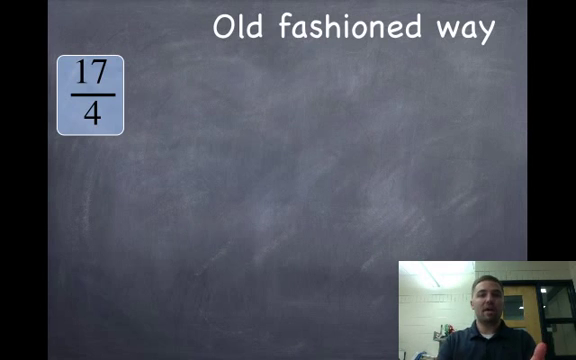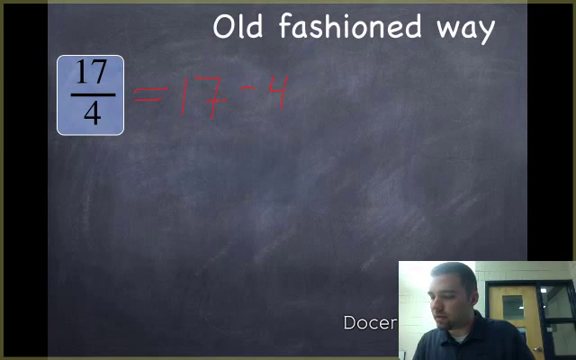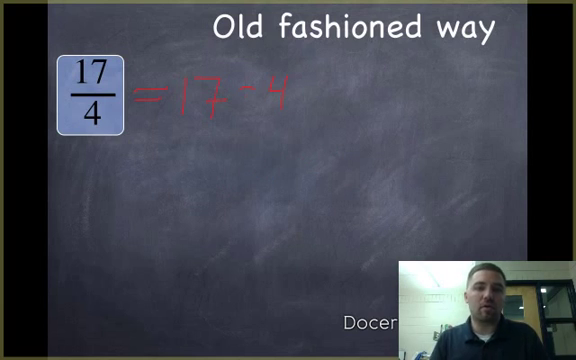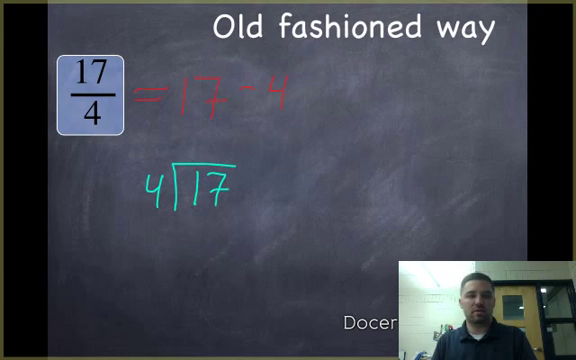So let's look at the improper fraction 17 over 4. Real quick, it's improper because the numerator, the top number, is greater than the denominator, the bottom number. So we just said in that last slide that we could write this as 17 divided by 4. Then we can do it just like any long division problem.